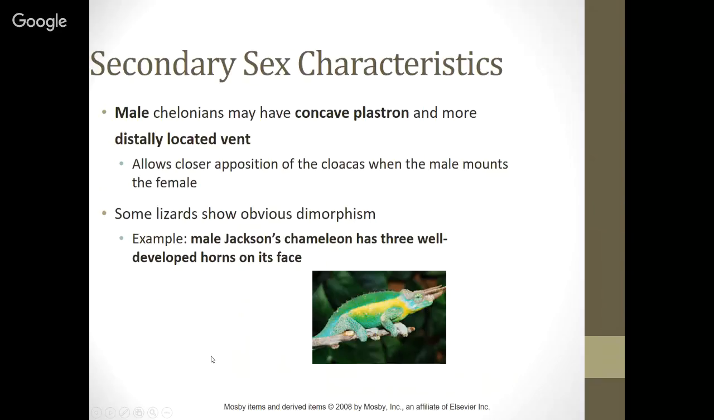Male chelonians have a concave plastron and a more distally located vent, which allows closer apposition of the cloaca when the male mounts the female. So they have a concave plastron which fits over the female's shell. Some lizards do show some obvious dimorphism. For example, the male Jackson's chameleon has 3 well-developed horns on its face. So this is a male chameleon.